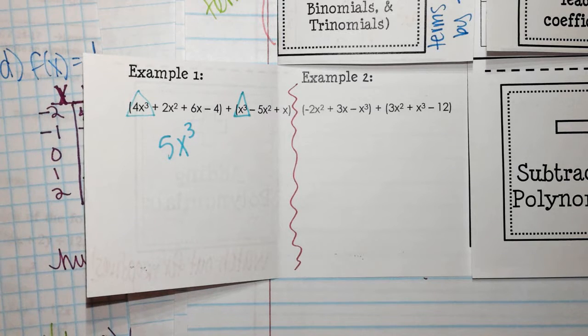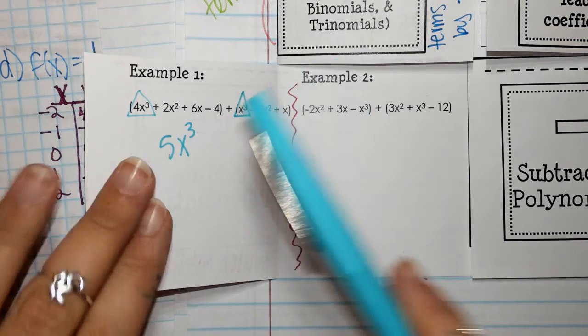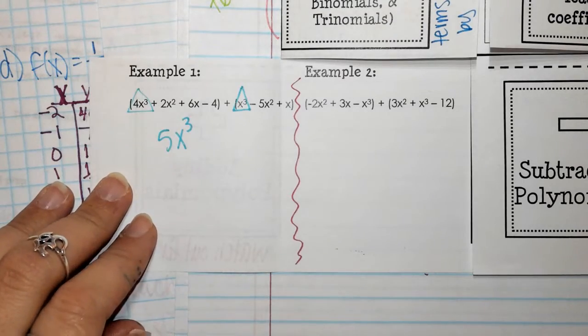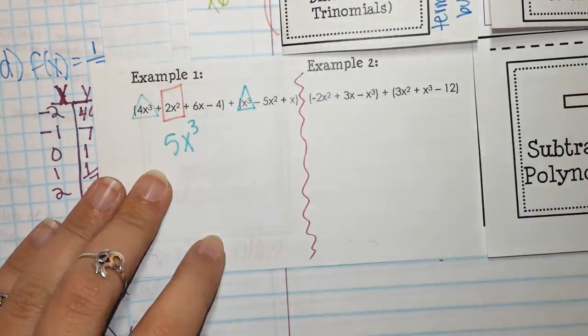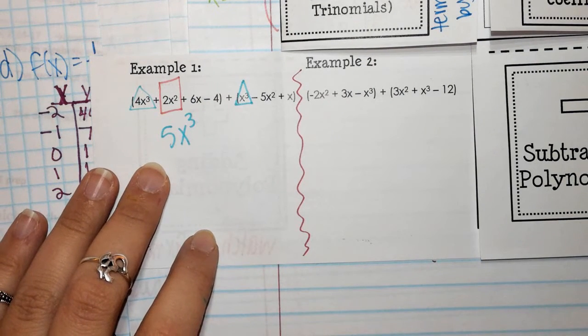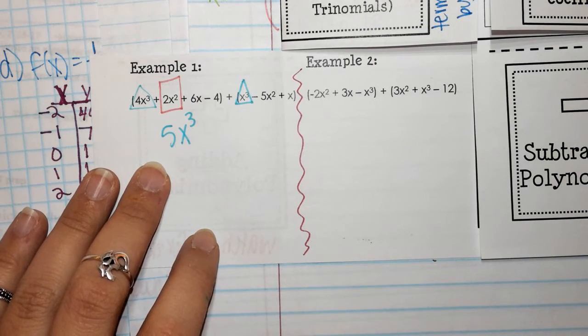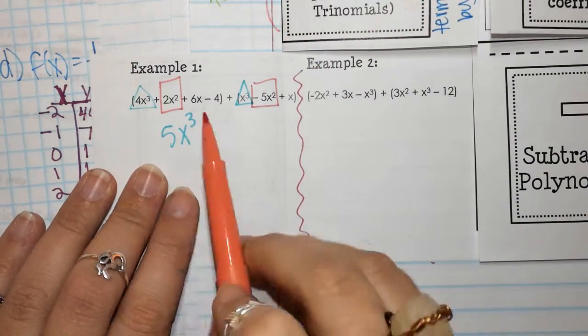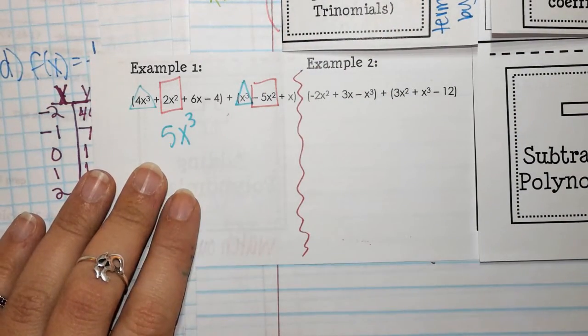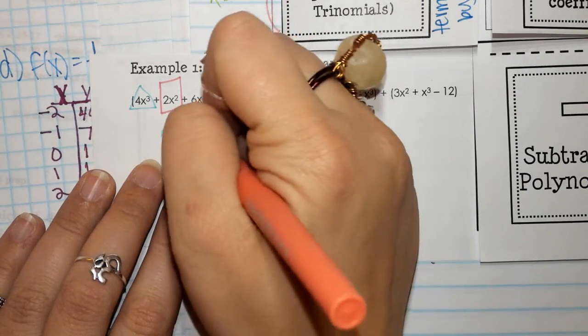Now, why did I not add the exponents together? You're not multiplying, you're adding. So you only touch the coefficients, not the exponents. Alright, now I'm going to put a box around the 2x squared. What matches up with 2x squared? Negative 5x squared. Remember, we got to watch out for those negatives. So what is 2 plus a negative 5?